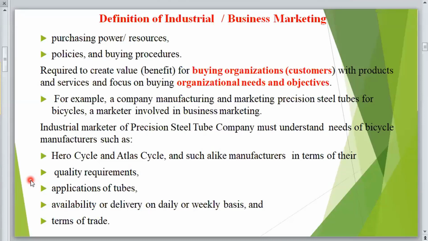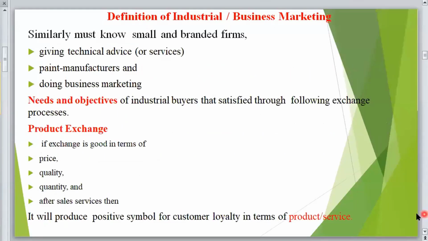And the marketer, you have to understand, since you are a potential marketer, you have to understand. So similar, must know small and branded firms, industrial marketing, they are branded, give technical advice, paint manufacturers doing business marketing. There are a number of definitions for this.